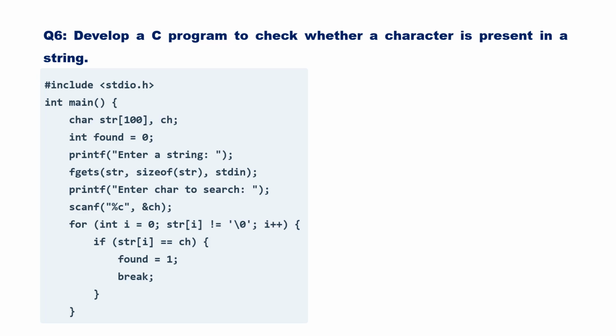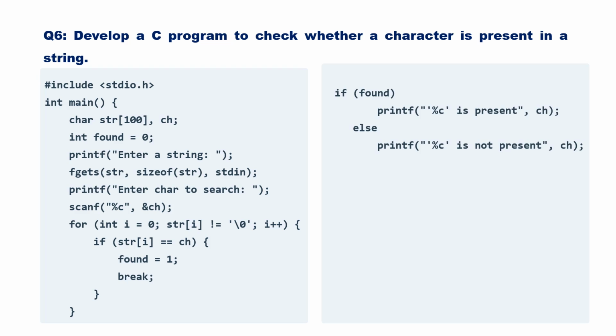Inside the loop, an if condition checks if the current character str[i] is equal to the character ch that the user is searching for. If a match is found, the found flag is set to 1 to indicate that the character is present. The break statement exits the loop as soon as the character is found and there is no need to keep searching.